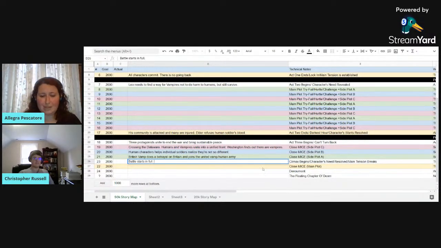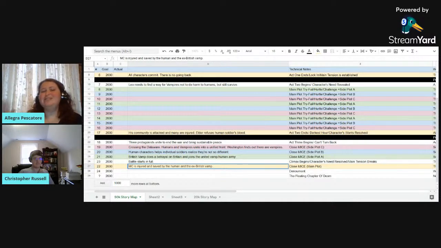So the battle starts. And now we close the milieu. This could be the battle where the main character almost dies and is saved by the human. And we start to find out something about the blood and the magic system, because that's something we're going to have threads of going forward. Saved by the human and the ex-British vampire. Maybe the ex-British vampire says something that has been a secret over in Britain: that you can actually feed off a human without killing them. This is how you do it. You suck the blood out of their left pinky toe. Exactly.